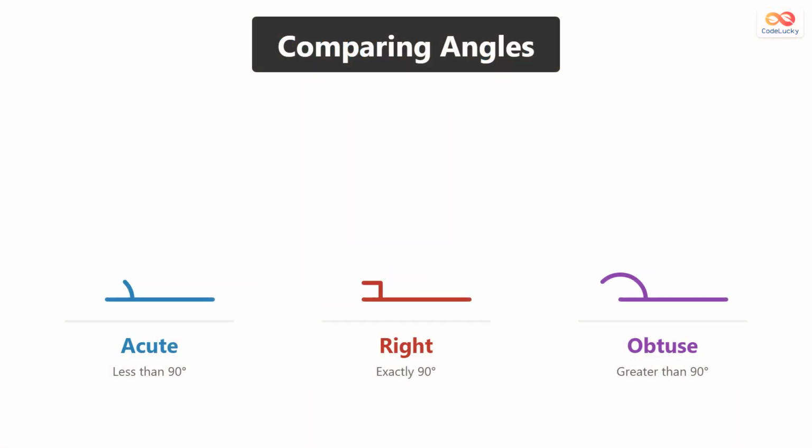It helps to compare right angles to other types of angles. An acute angle is smaller than 90 degrees. An obtuse angle is larger than 90 degrees, but a right angle is exactly 90 degrees.